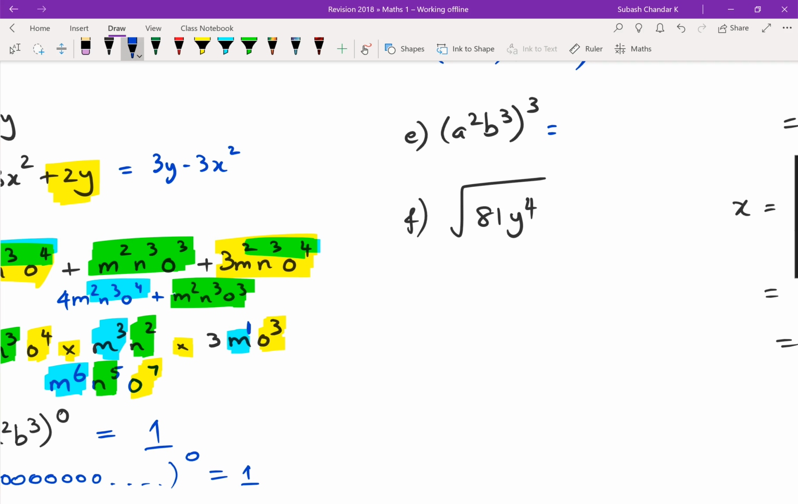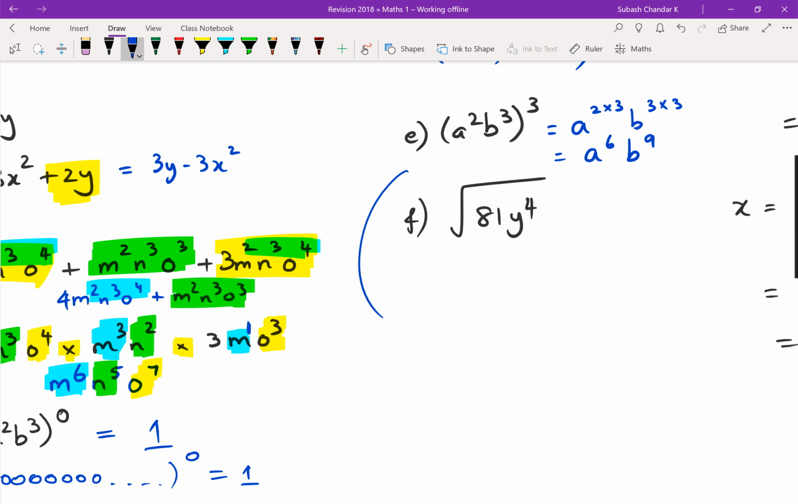When you have powers of powers, you actually multiply the powers. So in this case, it's going to be a to the power of 2 times 3 and b to the power of 3 times 3. So when you do this, you get a to the power of 6 and b to the power of 9.